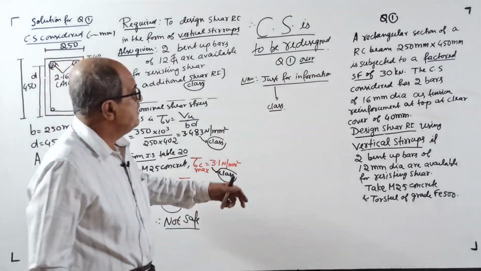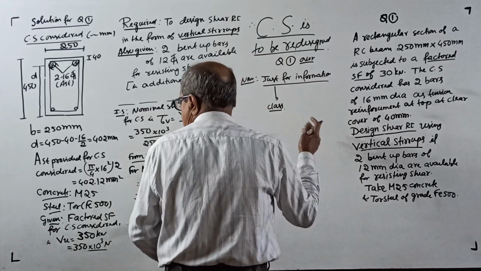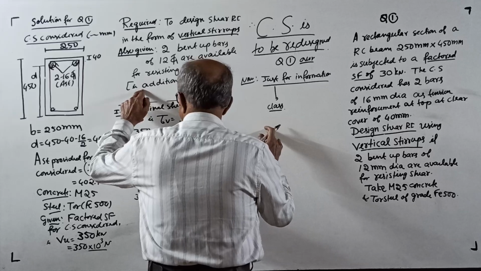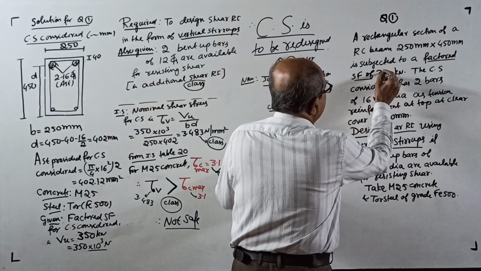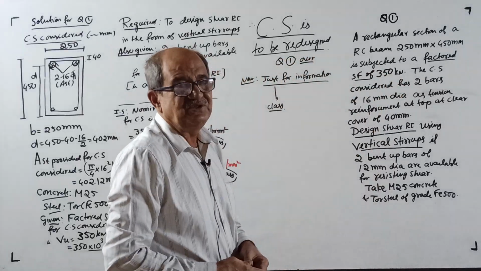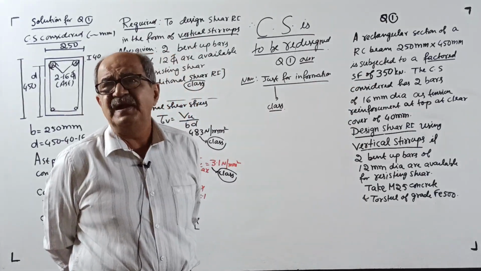Therefore, I am giving directly the factored shear force. Not 30 kilonewton, that was some other question. Sorry, factored shear force of 350 kilonewton. Oh, that is some other question. Okay, 350 kilonewton. I first read the question when tau V comes less than tau C.